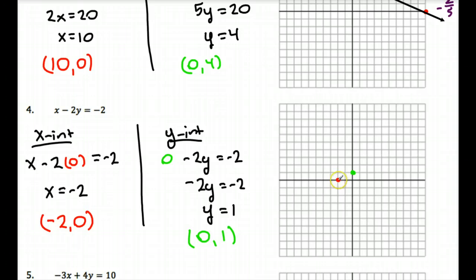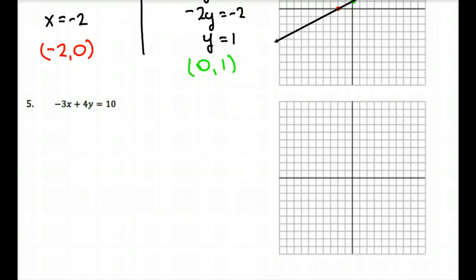So now I can just count the rise over the run between these 2 points. From the red dot to the green dot, I'm going up 1 and right 2. So that would be a positive 1 over positive 2, a positive 1/2 slope. So now I can just draw a few more points on there by going up 1 and right 2 each time. Okay, and so that would be my line here for this one.